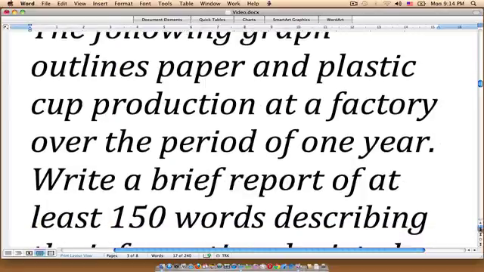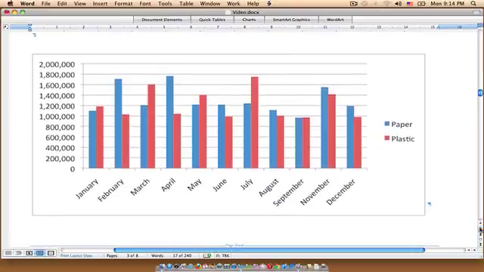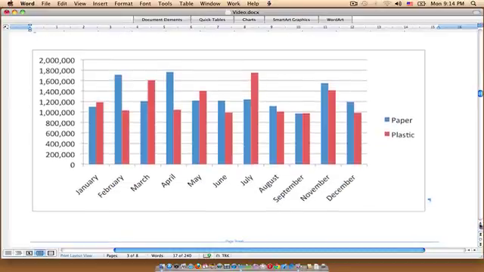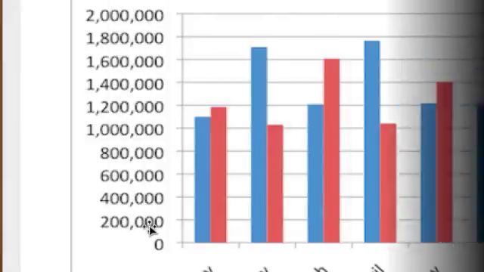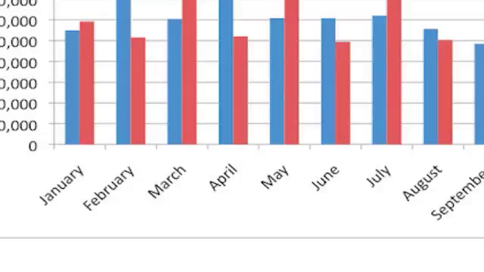So now if we look at the graph together, what you can see is that along the y-axis here, we have units of cups produced, starting at 0, going up to 2 million. And along the x-axis, we have months of the year.